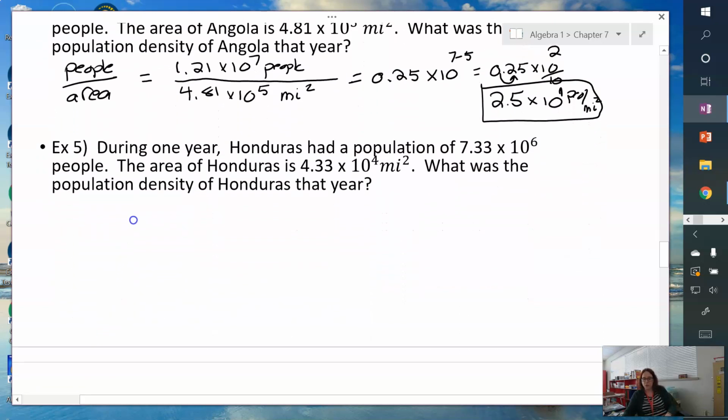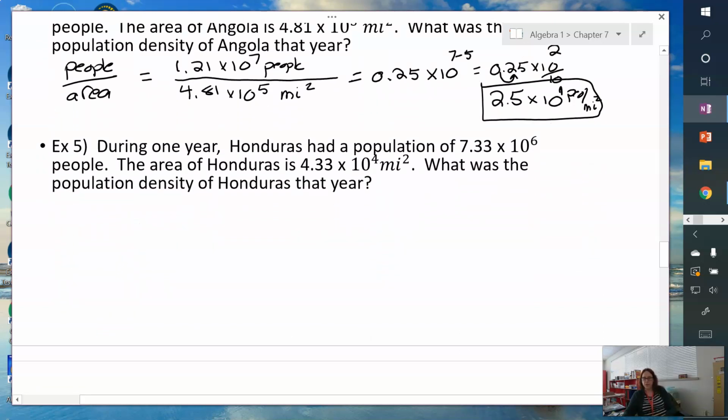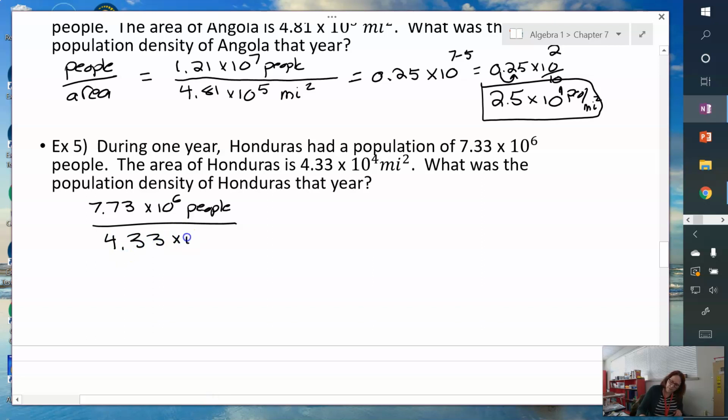Now let's look at Honduras. It has a population of 7.73 times 10 to the 6 people. And the area of Honduras is 4.33 times 10 to the 4th square miles. And it looks like I copied wrong. So make sure you're copying your problem correctly.